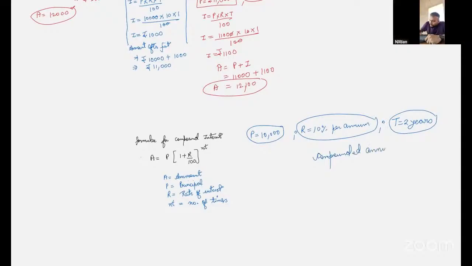Compounded annually, and the time period is 2. So, how many times will you apply the interest? Tell me. What is the meaning of compounded annually? Say.